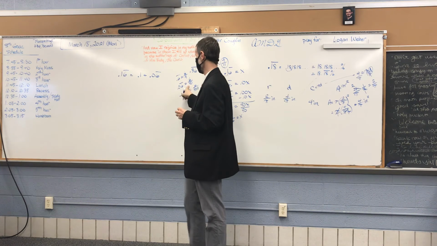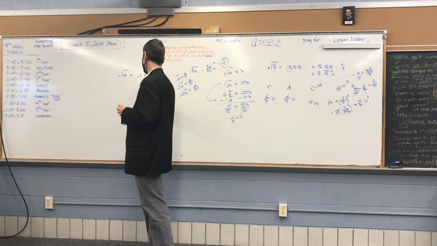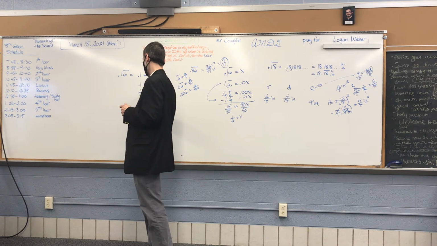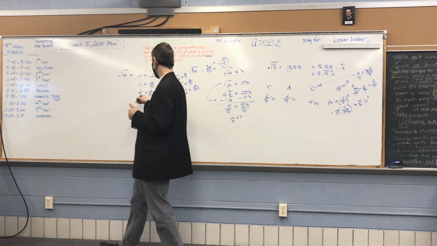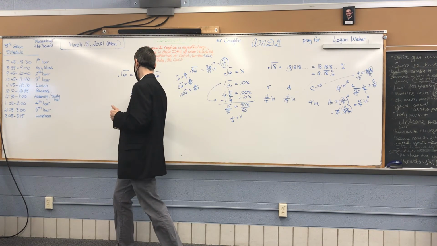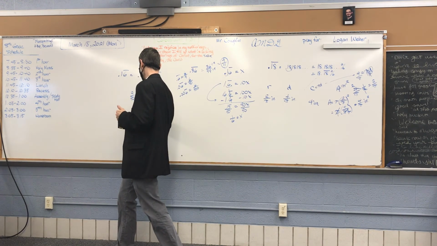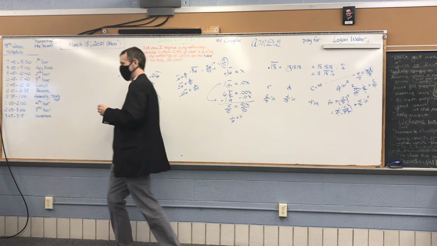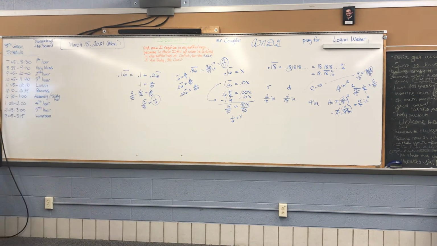This is 6 over 90. 0.1 plus 6 over 90. And now switch this one to 1 over 10, and get a common denominator. This is 9 over 90. So it should be 15 over 90, which reduces to 1 over 6. Next.